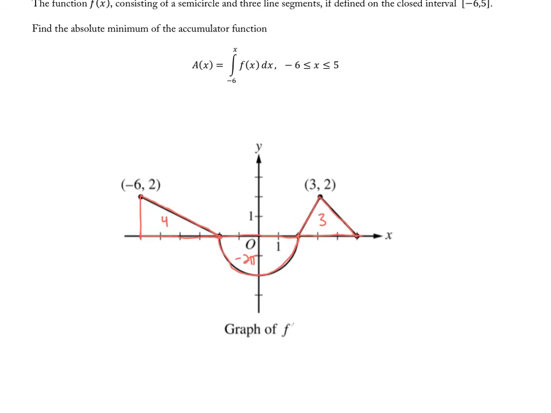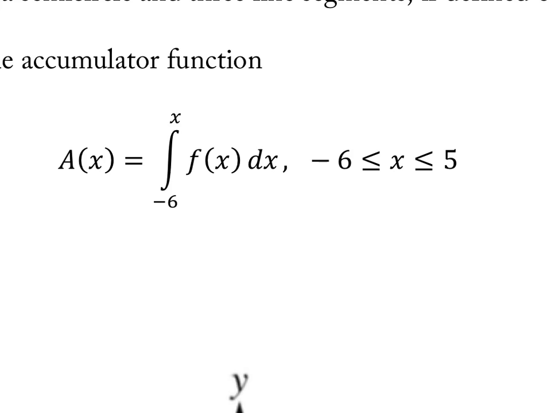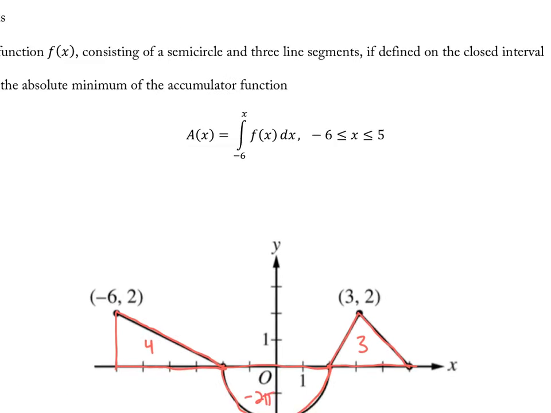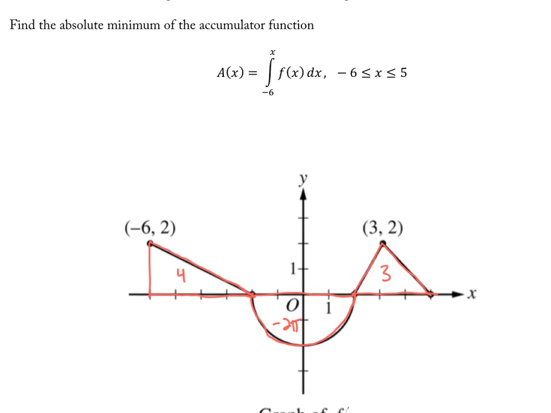Okay, now this function is all the area from negative 6 to whatever you plug in for x. Right? So if x was negative 5, this would be all the area from negative 6 to negative 5, f of x dx, and that would just be this little area here. If x was negative 4, that'd be all the area from negative 6 to negative 4. So it'd be this area, a little bit more.